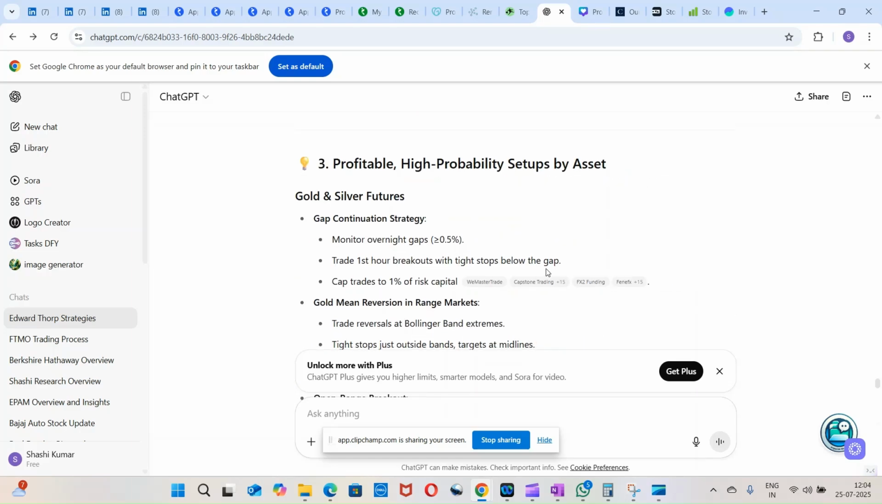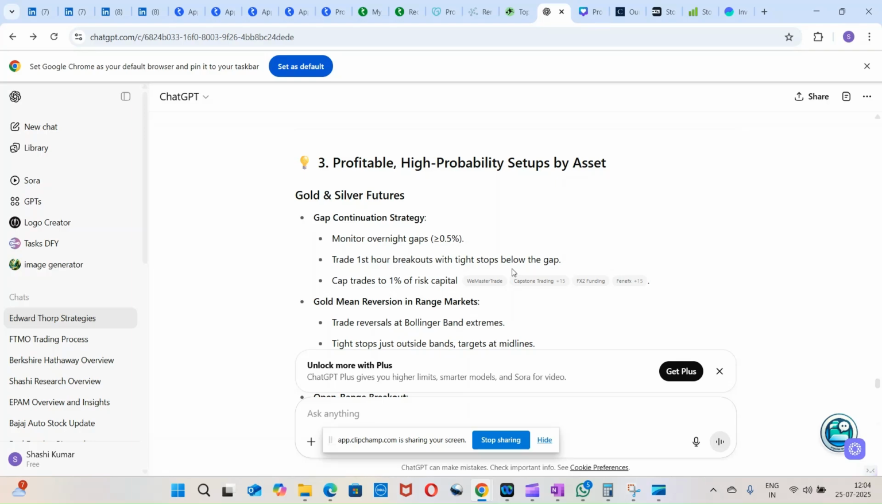So what are the high probability setups by asset? For gold and silver futures, a gap continuation strategy could be used. You monitor overnight gaps greater than 0.5%, and trade first hour breakouts with tight stop loss below the gap. So when there's a gap greater than 0.5%, look at the first 1 hour candle, and once it's broken, you trade with stop loss below the gap. And only 1% of the capital should be risked.